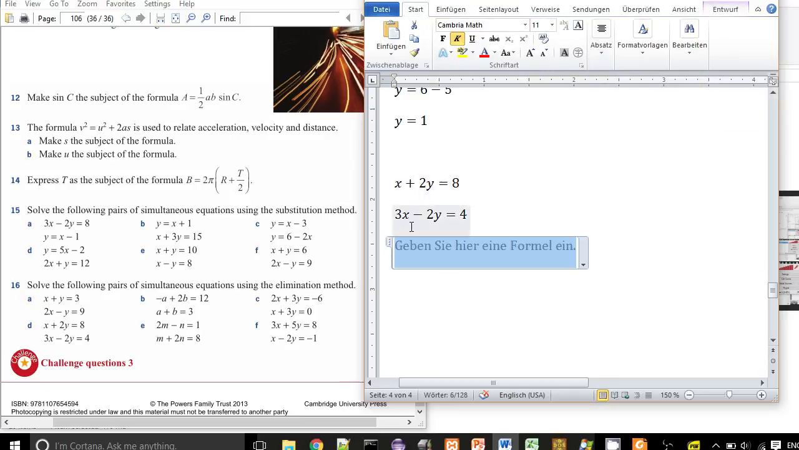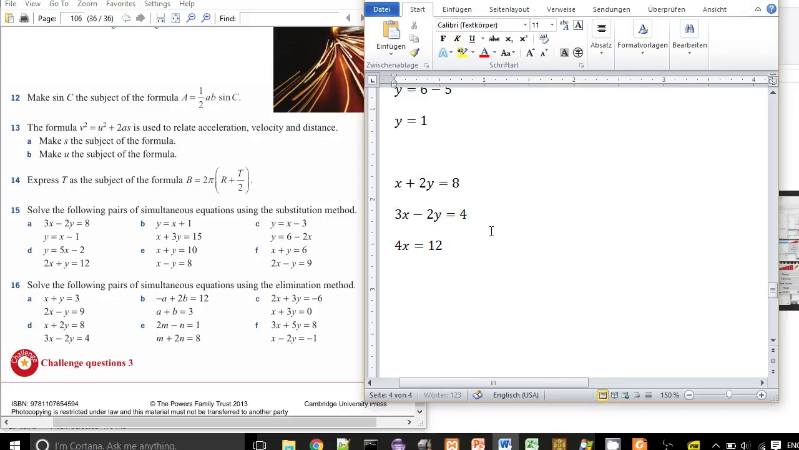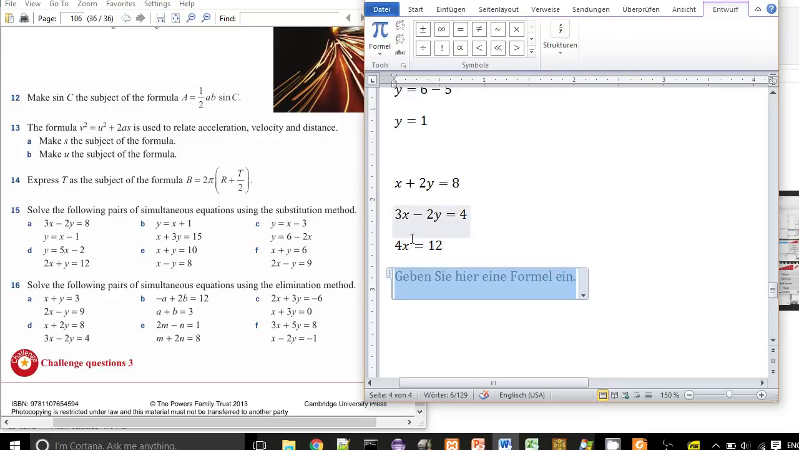So x plus 3x is 4x. 2y minus 2y cancels. 8 plus 4 is 12. 4 times what is 12, so x is 3. Okay, divide by 4.